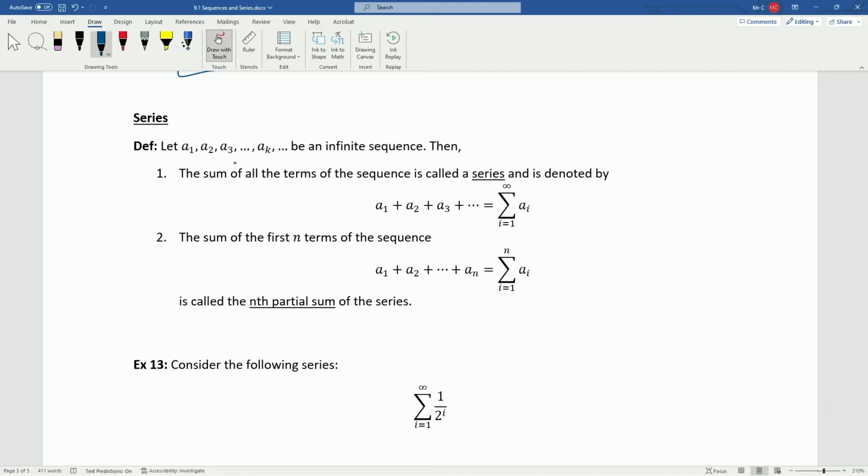So let a1, a2, a3, ... ak, ... be an infinite sequence. Then the sum of all terms of the sequence is called a series and is denoted by a1 plus a2 plus a3 plus ... equals the sum from i equals 1 to infinity of a sub i. The sum of the first n terms of the sequence is called the nth partial sum of the series.